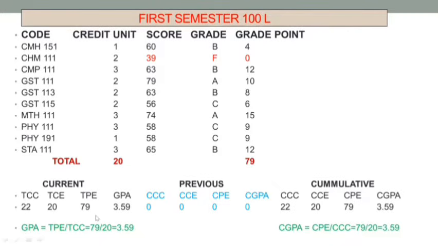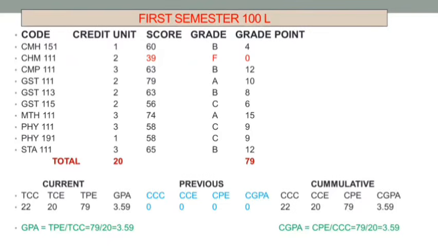Then let's look at how result is computed. GPA. GPA is total point earned over total credit carried. So 79 divided by 20 gives us 3.95. So this is a good starting for Mr. Boy. Then his previous is 0, meaning all students are starting at the same level, irrespective of the school you are coming from. So each student is starting on a 0 level.